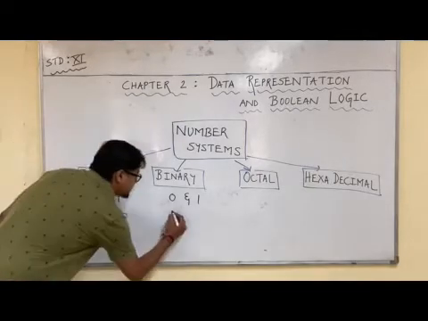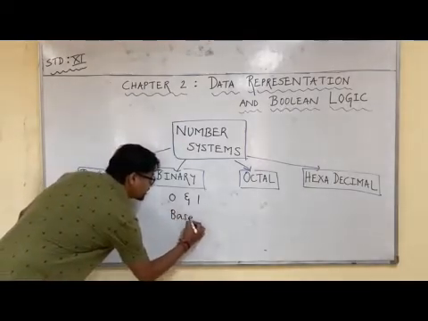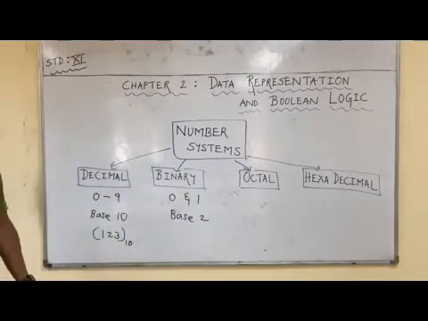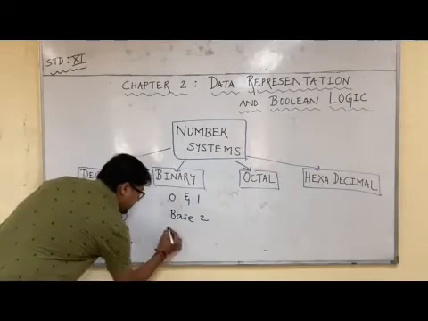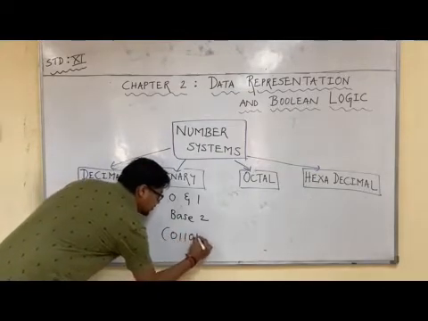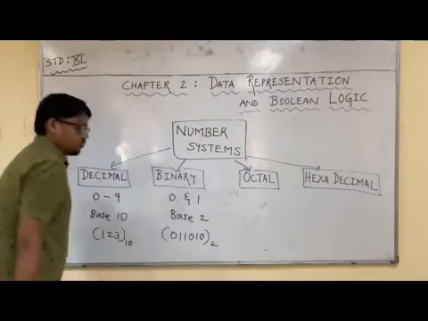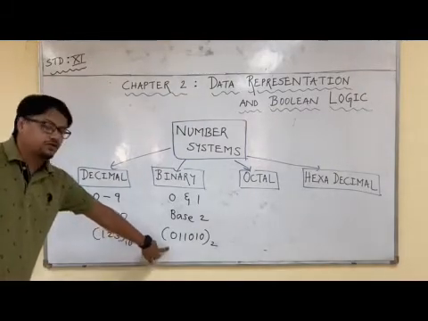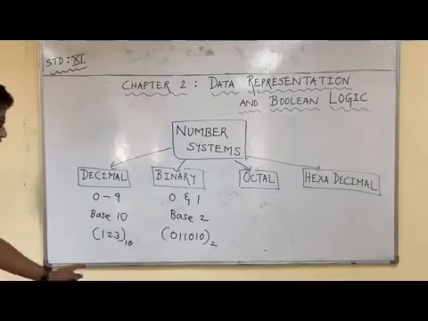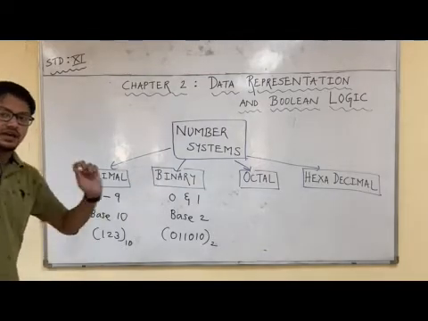So what will be the base? It will be of base 2. I hope you are clear with how this base is coming. One example of binary can be 0 1 1 0 1 0 to the base 2. Even if we are not writing the base, it is okay, but just for understanding, as of now we are writing the bases.